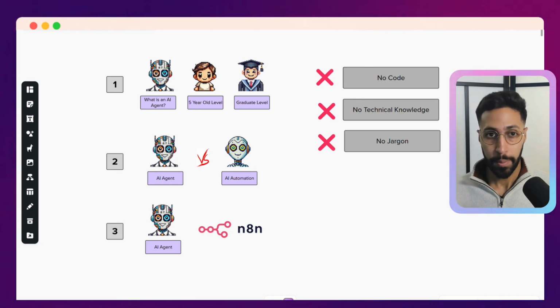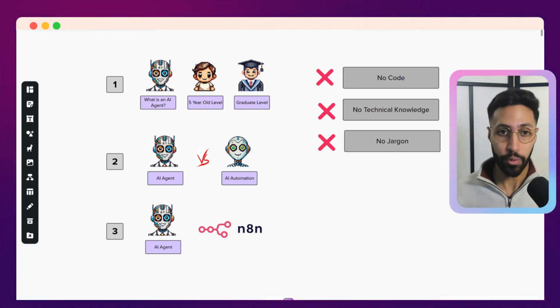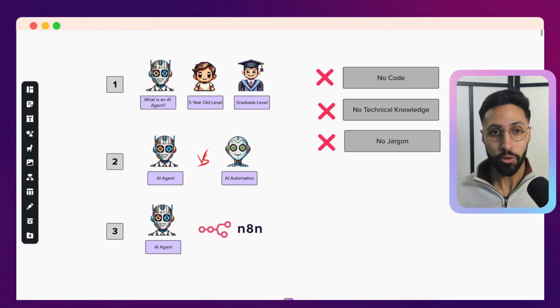AI agents might sound complicated, but by the end of this video, you'll understand them so clearly that you could explain them to a 5-year-old. No confusing jargon, no overwhelming tech talk, just a simple breakdown of what AI agents are, how they work, and why they are about to transform business forever.